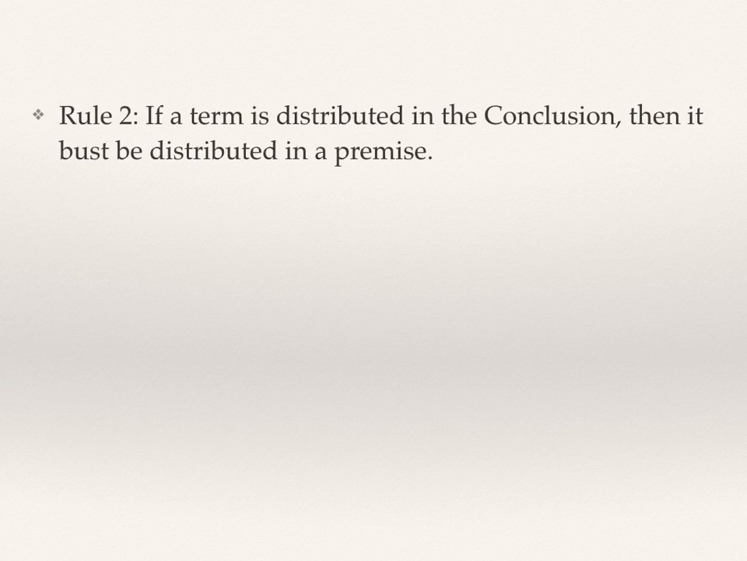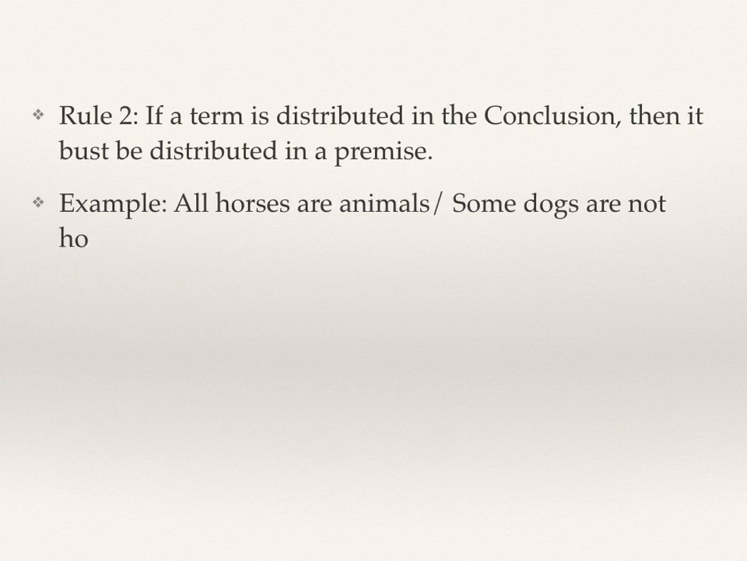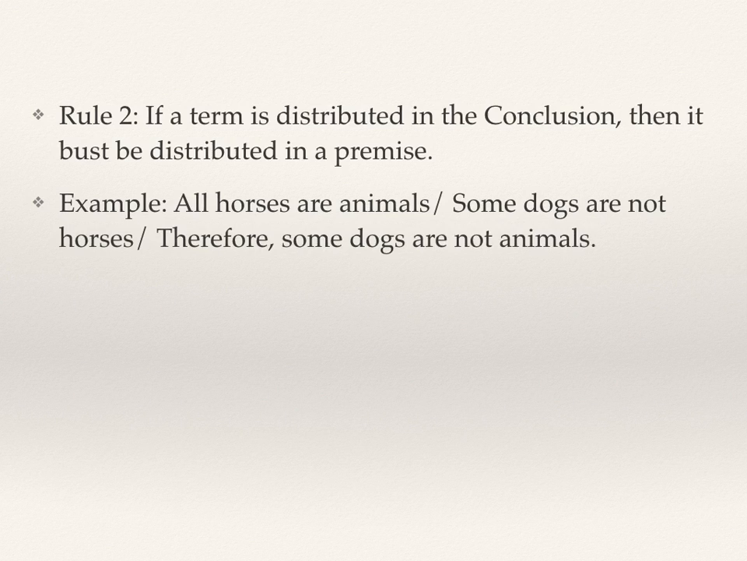Rule 2, if a term is distributed in the conclusion, then it must be distributed in a premise. So for example, let's take the argument, all horses are animals, some dogs are not horses, therefore some dogs are not animals. So as we can see, to go back to an earlier section, an invalid argument is one where the premises are true and the conclusion is false. And we have a case right here where the conclusion is clearly false and the premises are true.